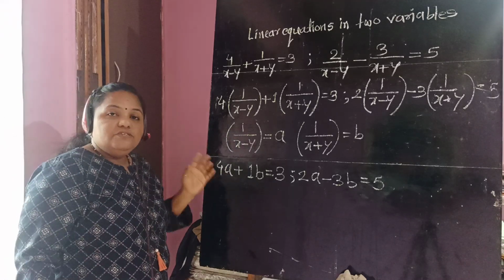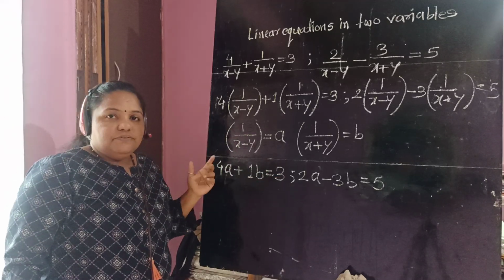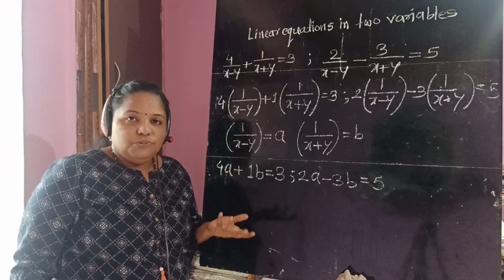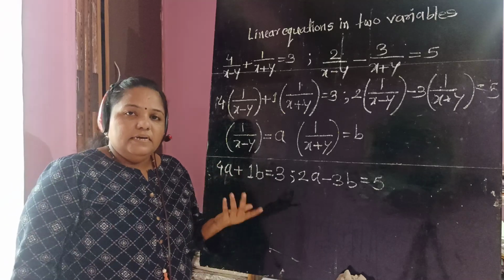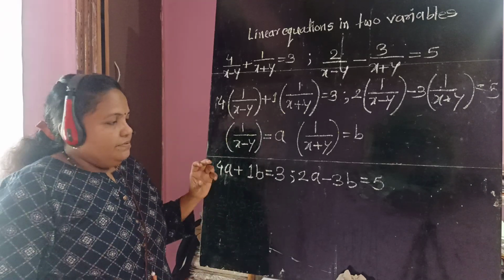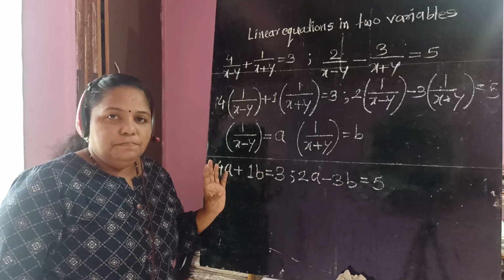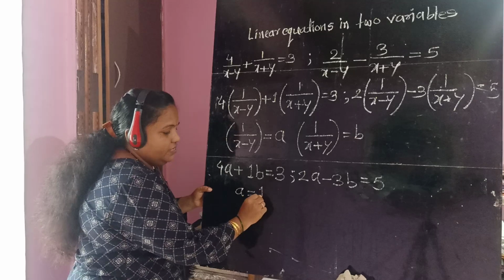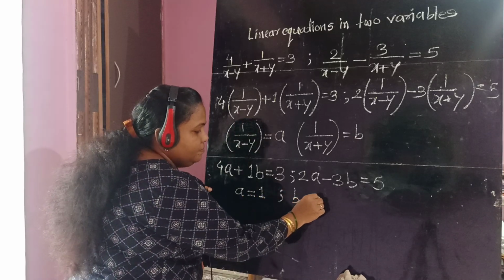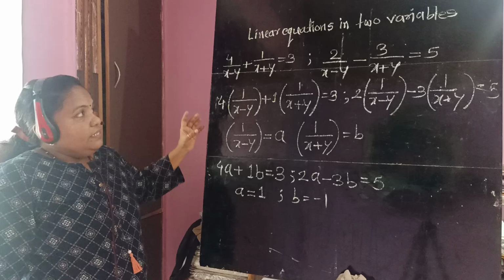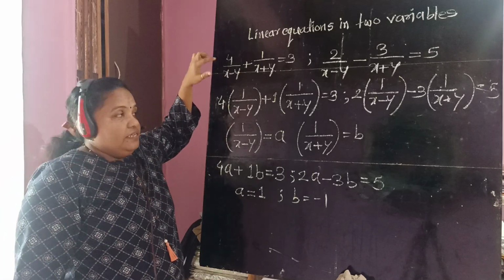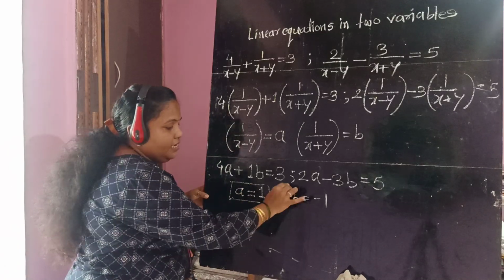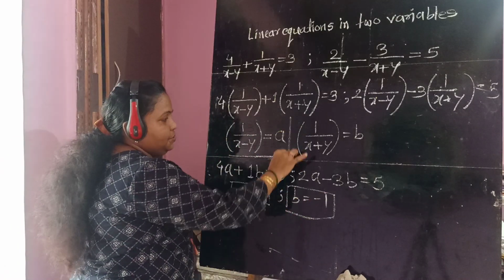Now we have to solve these two equations, and in the last video we learned how to find the values of the variables by the substitution method, the elimination method, or Cramer's rule. By any method you can find the values of a and b. For this example, suppose you get a is 1 and b is minus 1. But in the given example we have to find the values of x and y, so we again put the values of a and b in this substitution.